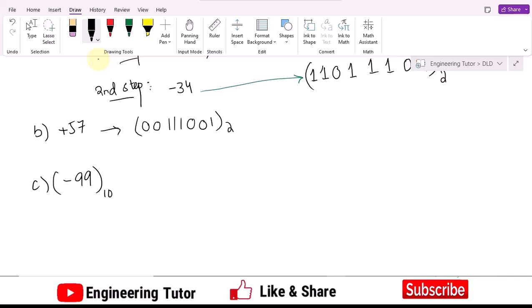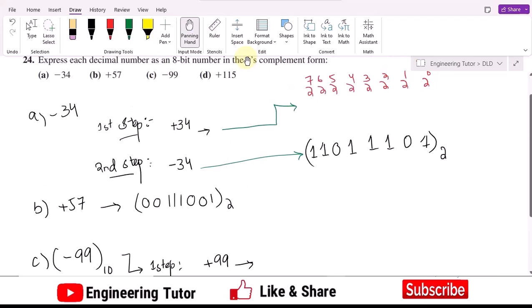So again, using the same convention, in the first step I have to take this plus 99 and convert it to the binary form. So converting it to the binary form, again going back here, this 2 to the power 6 is how much? This is 64. So writing it here as well.